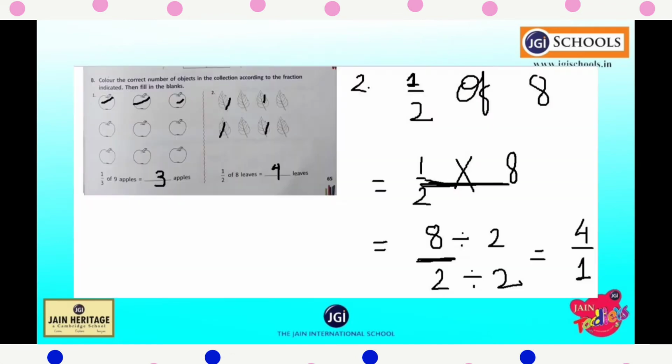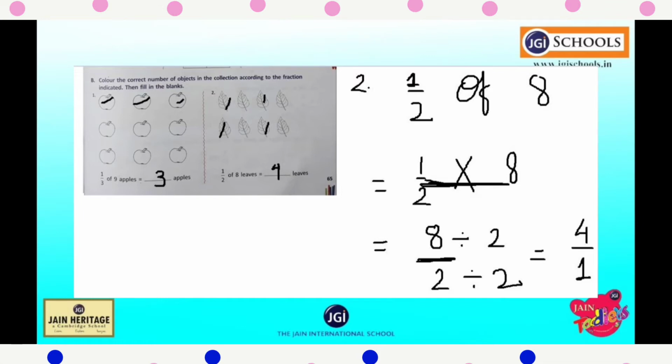Okay. Can you see here? Color the correct number of objects in the collection according to the fraction indicated. See, there are total 9 apples. And you have to find 1/3 of those 9 apples. Means what? 1/3 means, or 1/2 means what? You have to divide it by the same number. 1/2 of 8. Or we are dividing this 8 by 2.